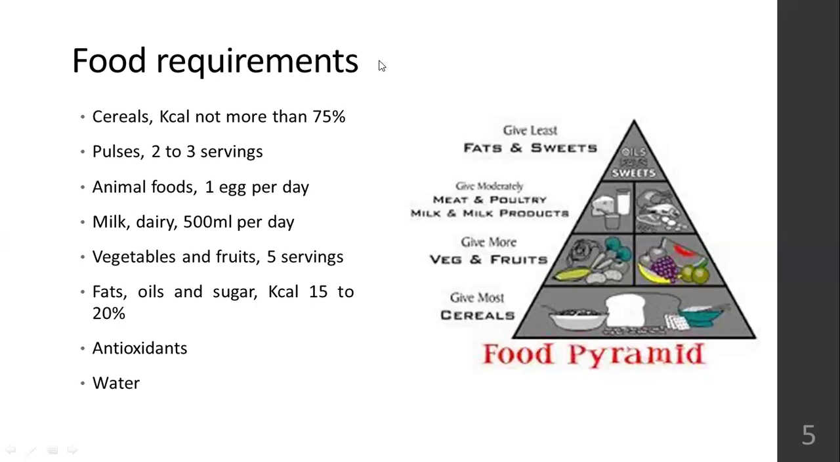So if you are 75 kg, at least 3 liters of water you have to drink. If your weight is 65, 2.5 liters. So like that you have to calculate. But there is an upper limit. Do not consume more than 4 liters of water.